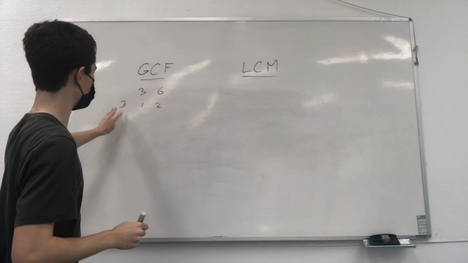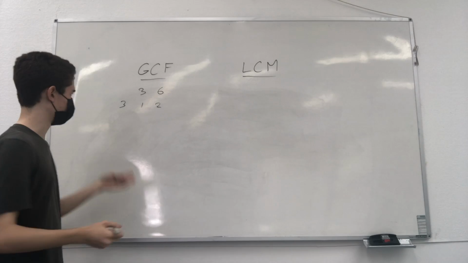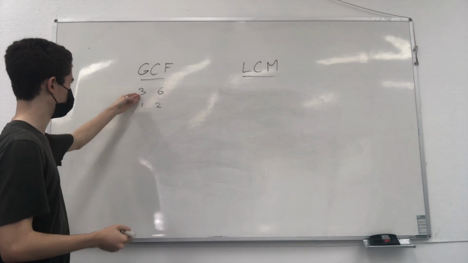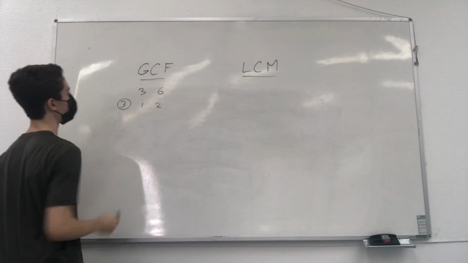And is there any number greater than 3 that you can divide 3 and 6 by? No, because greater than 3 will only be 4, and you can't divide 3 by 4 because 4 is bigger. So this is our greatest common factor.